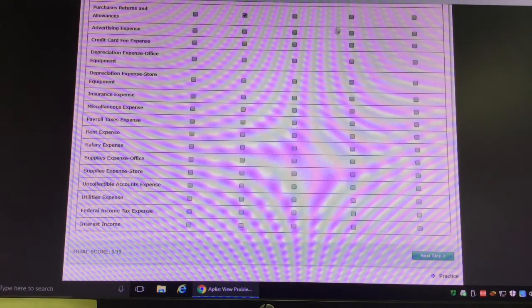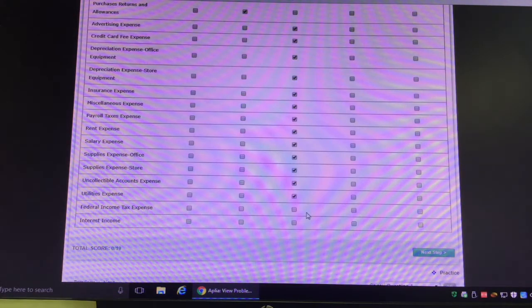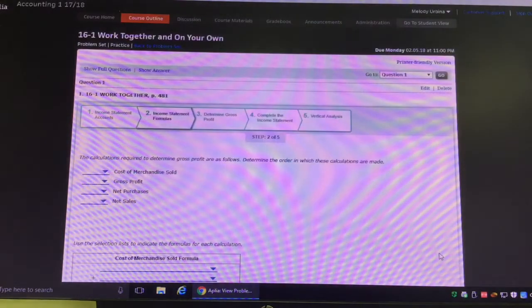It's really easy to identify an operating expense because it says the word expense. So all of these are operating expense. The last two, which is your federal income tax expense and income, these are not operating expenses. These are unrelated to normal operations. Now let's go ahead and go to step 2.